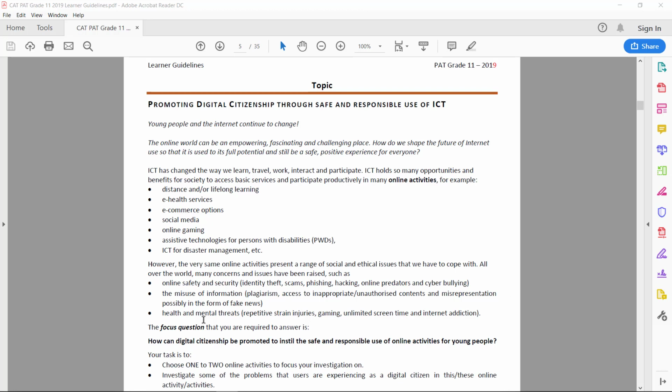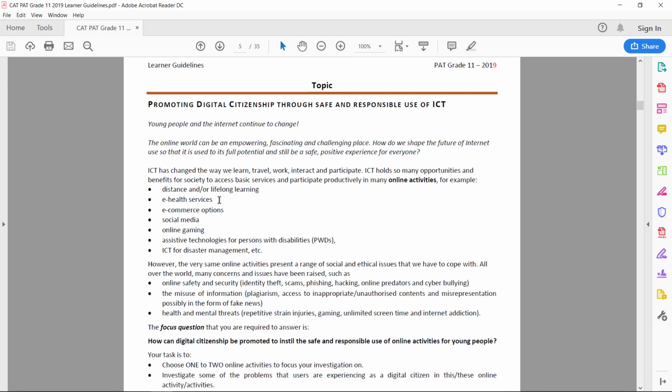And the focus question is, how can digital citizenship be promoted to instill the safe and responsible use of online activities for young people? So in essence, what you need to do is choose an online activity which you like. And here are some examples: distance and lifelong learning. So that's something about online academies or something like Udemy where you can teach yourself skills.